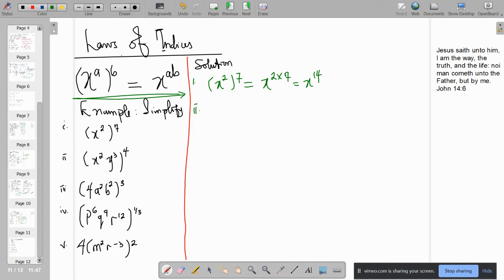The second one says x raised to power 2 y raised to power 3 raised to power 4. So x raised to power 2 and y raised to power 3 are enclosed in the bracket and everything is power 4. In the actual sense, what this means is x raised to power 2 y raised to power 3 multiplied by itself 4 times, and that can be expressed as this.